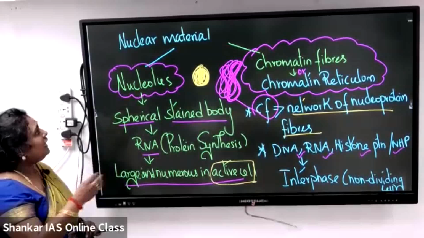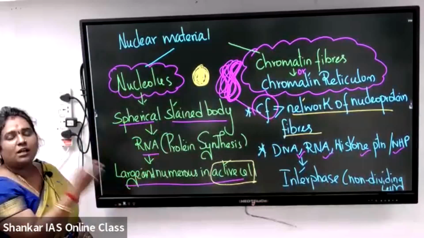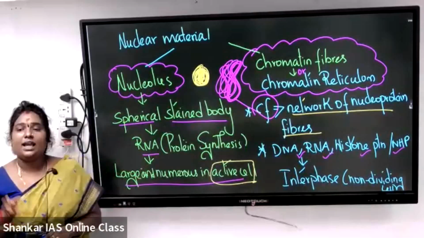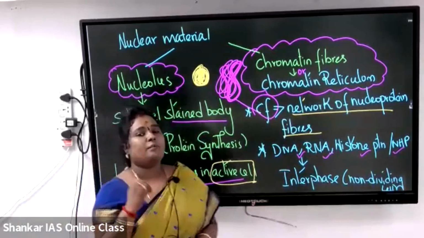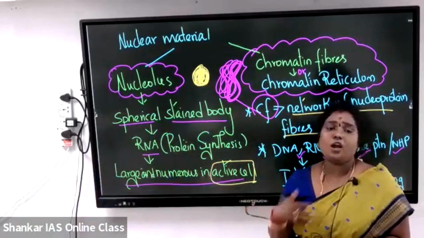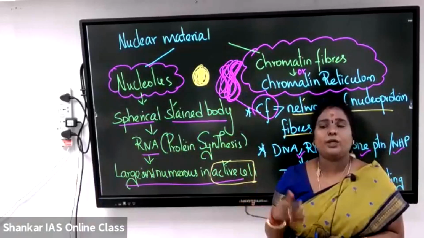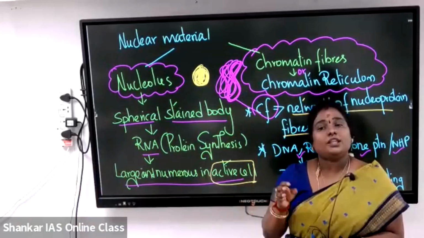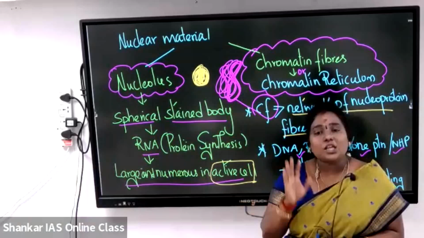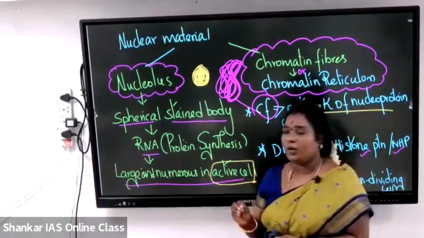So once again, repeating the nuclear material, we have the nucleolus and the chromatin fiber. The nucleolus is a spherical stained structure that contains RNA and helps in protein synthesis. It is actively present in cells undergoing protein synthesis. The tangled bundle of thread we call chromatin fibers. They also contain DNA, RNA, histone and non-histone proteins. They are present in the interphase period, which we call non-dividing cells.